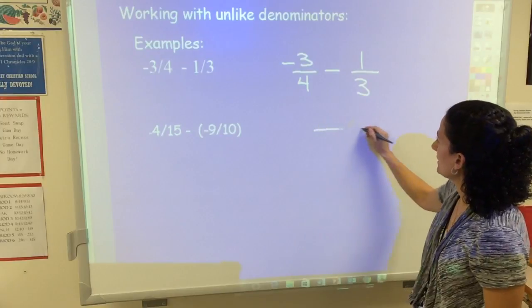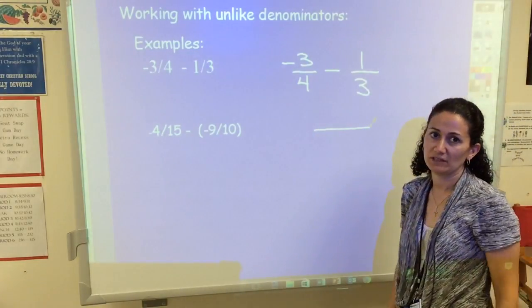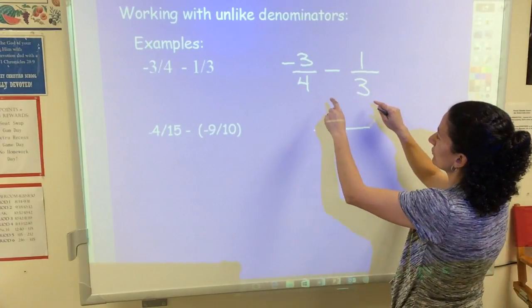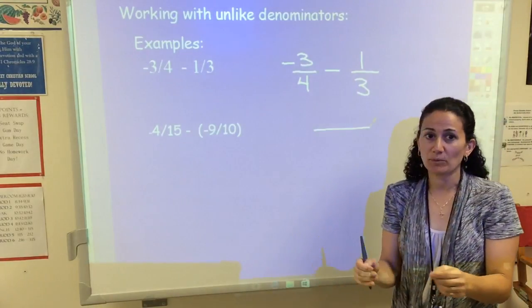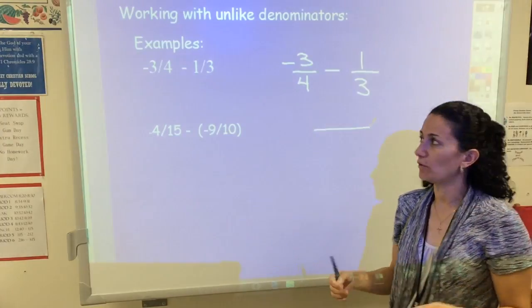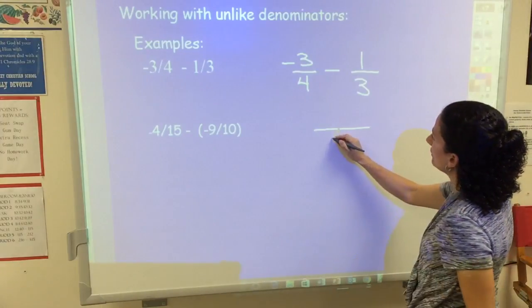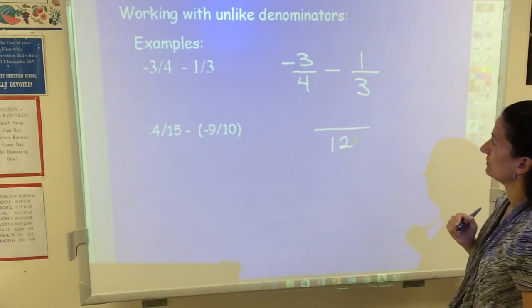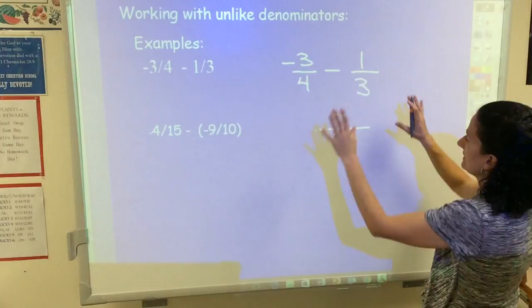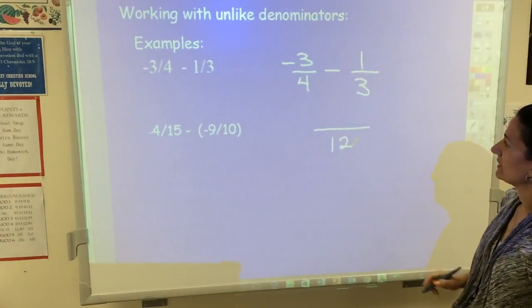So a common denominator is a number that both 3 and 4 can divide into evenly. It's a common multiple for 3 and 4. And if you can come up with the least common multiple, you'll have the answer in simplest form. So 3 and 4 both go into 12. So 12 is going to be our common denominator. I'm going to rewrite this as one fraction with a sum in the numerator.